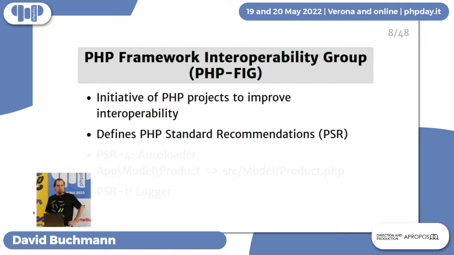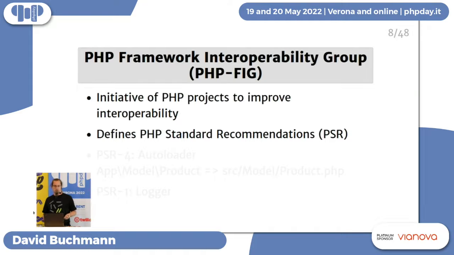But then we didn't stop there. Somebody came up with this, well, you know, there is the Framework Interoperability Group. The idea of that group is to be a pool of people from different PHP projects. There are big frameworks, big CMSs, big other applications and libraries represented in this organization, and they agree together on standards, or standard recommendations. And the idea is that you get code that can work together better.